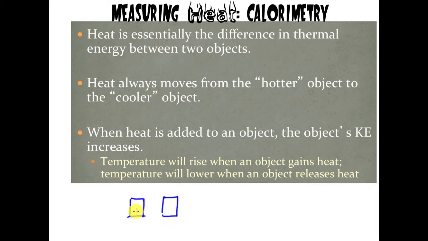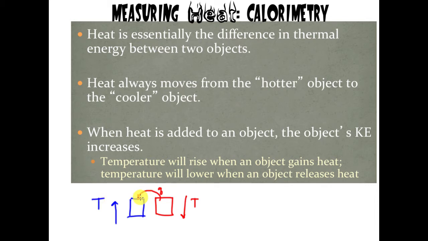the idea is that the hotter one, let's actually make the other box red to make it look like it's hotter. The hotter object, which is red, is going to transfer heat to the cooler object. So what's going to happen is that the temperature of the blue object is going to go up and the temperature of the red object is going to go down. So we can see temperature goes down here and over here temperature goes up.